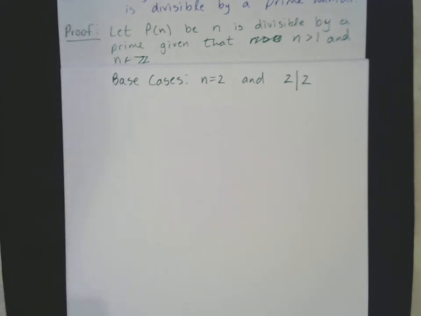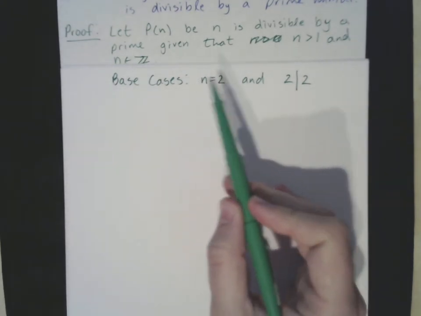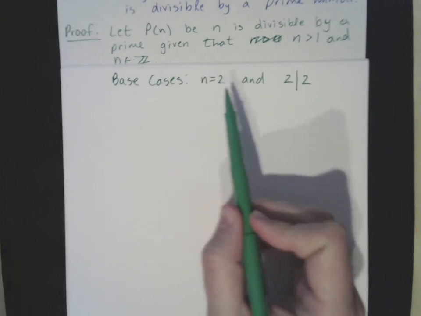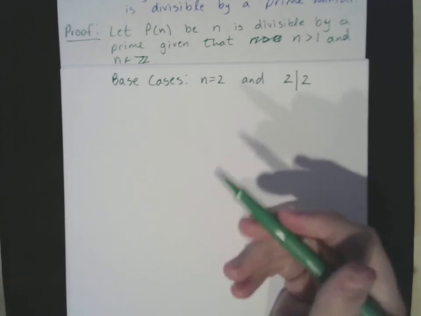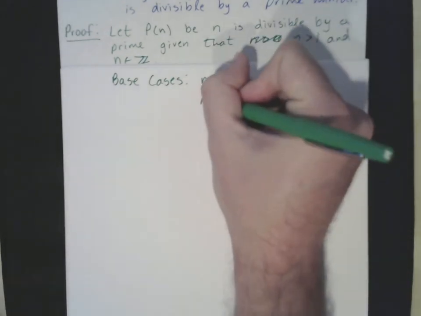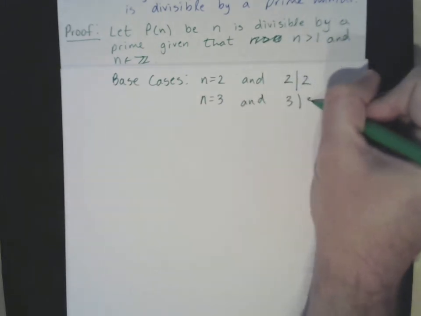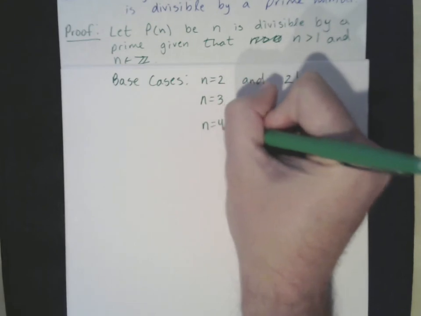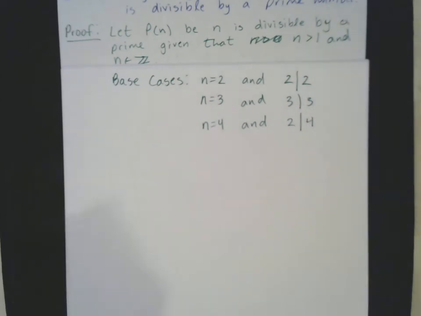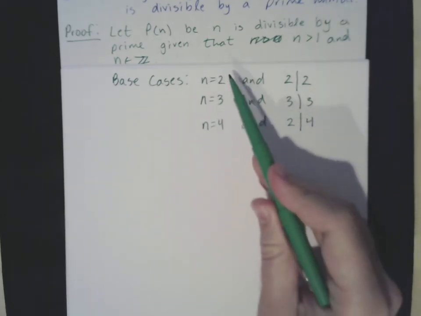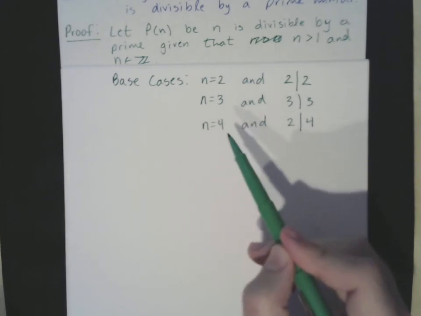So the idea here, in this particular proof, is we want to get to a base case that is not like this, because this is easy. We have a prime, it divides itself. So you think, what's the first non-prime? The first non-prime is 4. So n equals 3, and 3 divides 3, n equals 4, and 2 divides 4. Okay, so now we have a setup, an a to b. We've gotten rid of all the primes, and we've gotten to the first composite number.